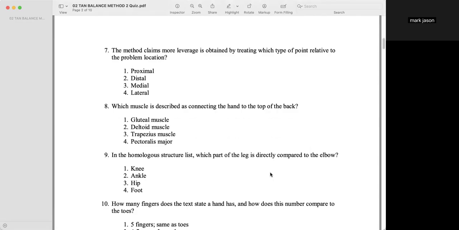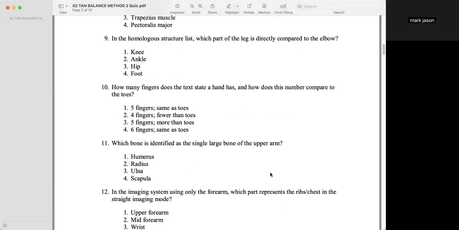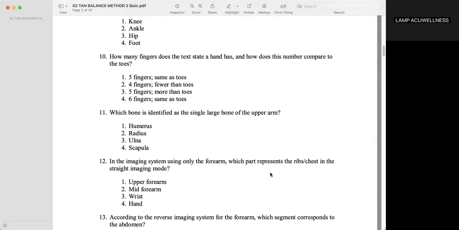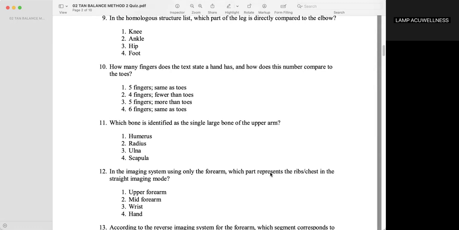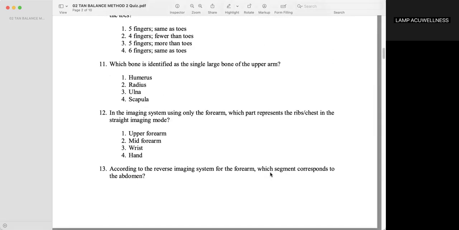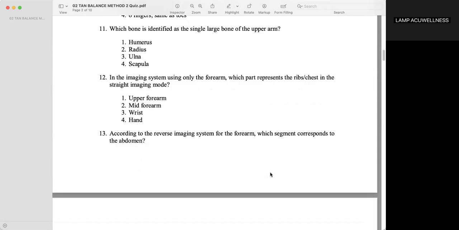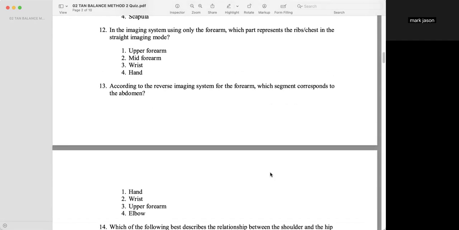Deltoid muscle. In the homologous structure list, which part of the leg is directly compared to the elbow? Knee. How many fingers does the text state a hand has, and how does this number compare to the toes, of course? 5 fingers, same as 2. Which bone is identified as a single large bone of the upper arm? Humerus. In the imaging system using only the forearm, which part represents the ribs and chest in the straight imaging mode?